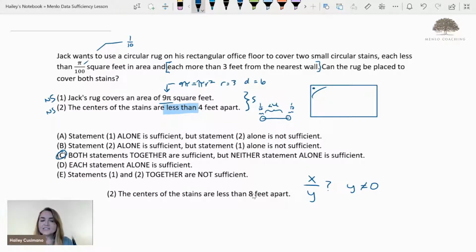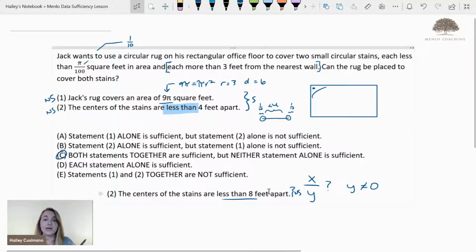Well, we had sufficiency when we put our statements together because that 4 and change at the very, very most, that 4 and change was smaller than 6. But if I'm in a position where the centers of the stains are less than 8 feet apart, well, they could be 7.99999 feet apart, or they could be 2 feet apart, which means we still have, that's exactly right, yes answers and no answers in that range. Even together, this would not have been enough information. And it's because that range held the potential for both yes and no answers.